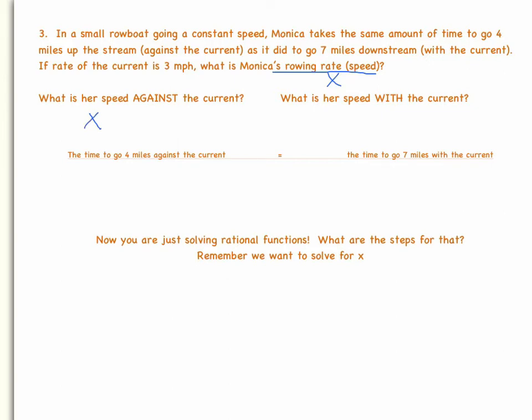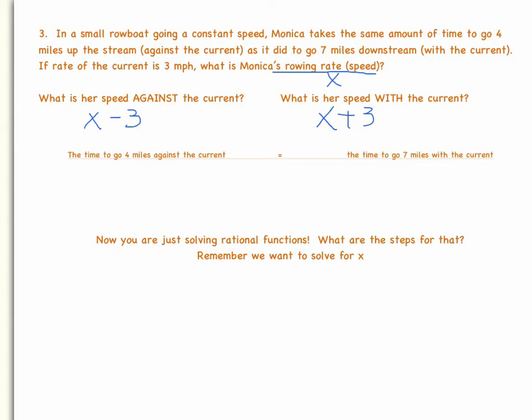Now, they've told us in the word problem that the current is 3 miles per hour. So if Monica is going against the current, that means her speed is going to be slowed down by 3 miles per hour. Whatever her speed would be, going against the current it's going to be 3 miles per hour less than that. Therefore, we get x minus 3. So now, what do you think her speed would be with the current? Well, we take this rowing rate or speed of x, and now that she's going with the current, it's pushing her forward even faster, so she can add that 3 miles per hour to her rowing rate. So it would be x plus 3.